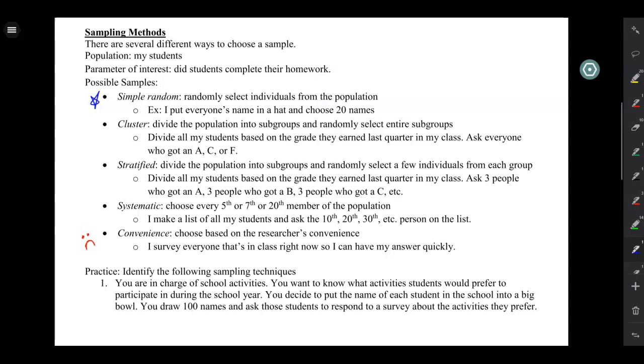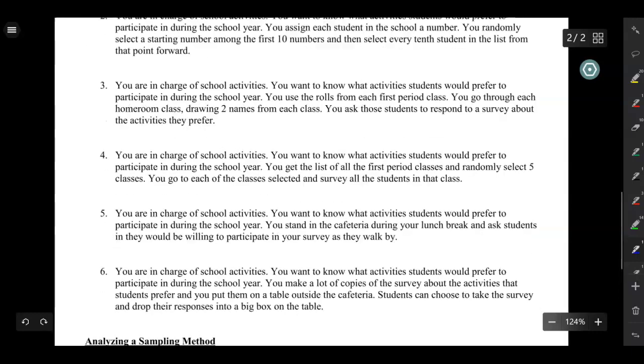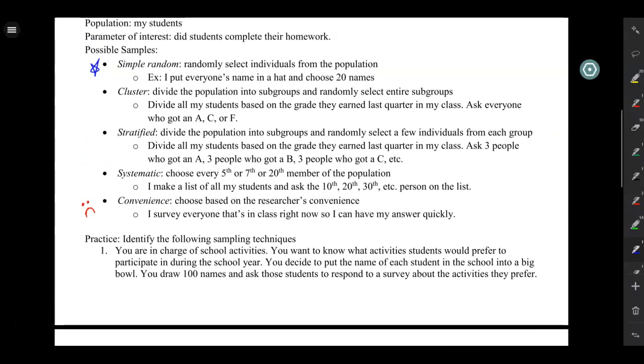So let's go ahead and just do some practice identifying sampling techniques. We've got a list of 6 different scenarios, and we're just going to classify them as simple random samples, cluster samples, stratified, systematic, or convenience.